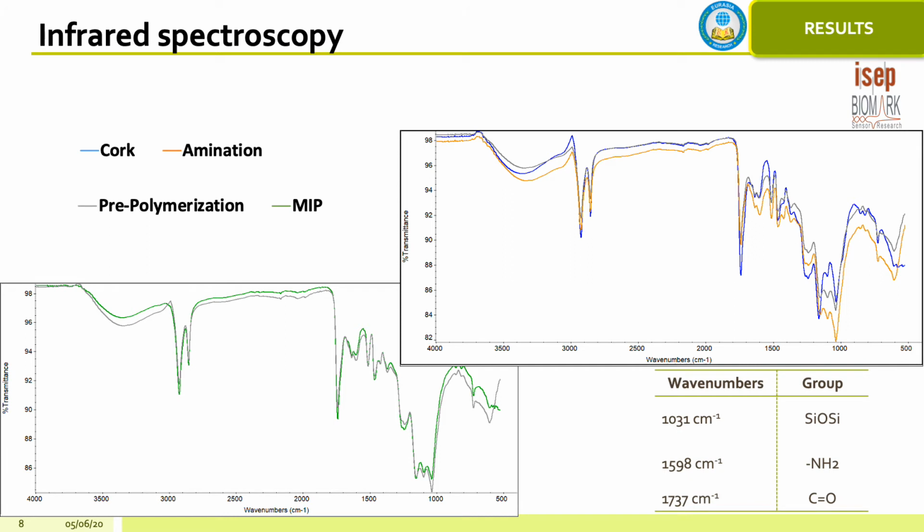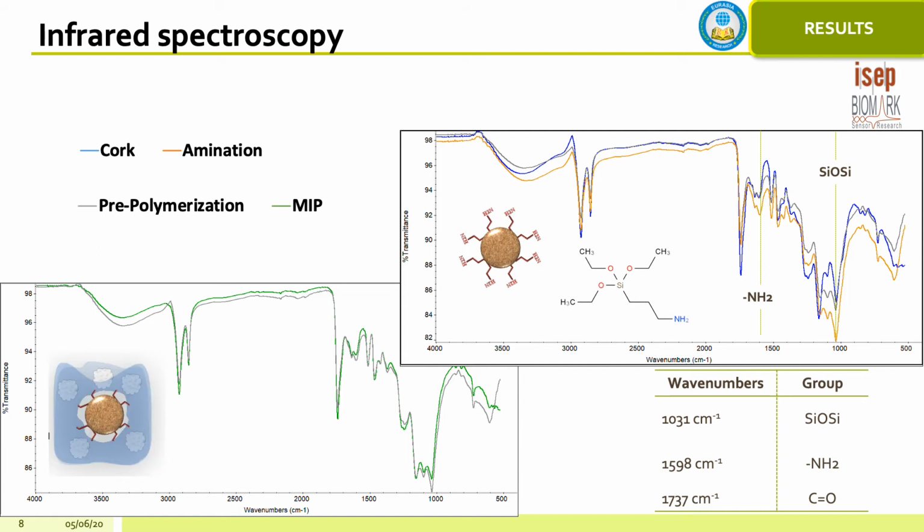Infrared spectroscopy was also used to evaluate the chemical modification on cork. For amination of the cork, an amine sealant was used. An IR spectrum, that is on your right, showed that the peaks located at this and this wave number are more evident after the modification of cork with amine sealant. This means that amine group was successfully introduced on cork. After polymerization, the peak located at this wave number is more intense and the intensity of peaks associated to amine sealant decrease, which means that MIP was successfully assembled on cork.